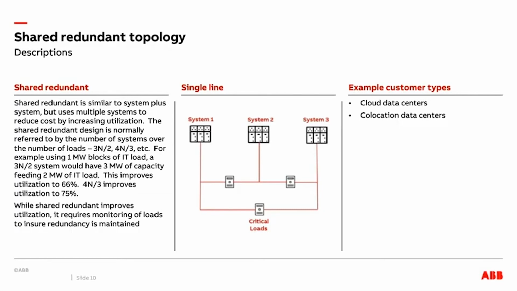Now, using the same design except distributing the load across 4 systems would allow a 9 megawatt IT load. This represents a 50% increase in IT load for very little additional CapEx. Maximum design utilization 75%. However, there is a cost. Load distribution in a shared redundant system requires frequent monitoring of loads to ensure redundancy is maintained. This does have an impact on the OpEx, or operational costs. The largest shared redundant system I have seen was a 9N over 8.